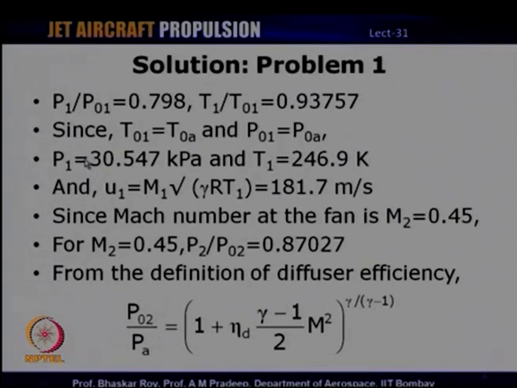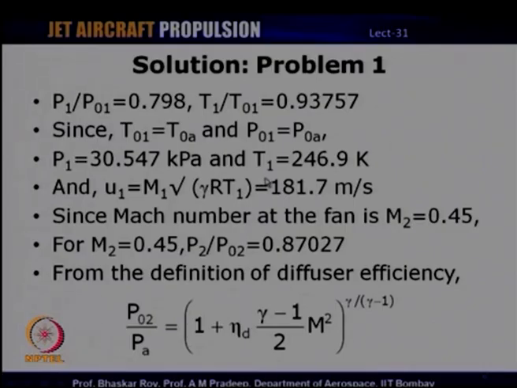So, having calculated these, that is the stagnation temperature and pressure, since the ratio is known, we can now calculate the static pressure and the static temperature. P1, because the ambient pressure is known, we can calculate as 30.547 kilopascal. Similarly, T1 is 246.9 Kelvin.